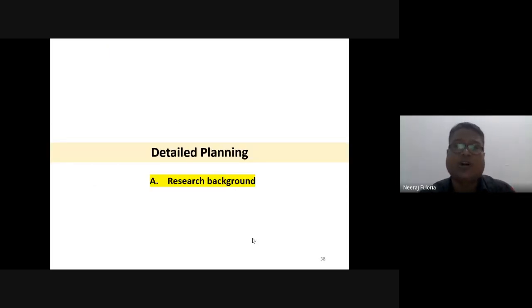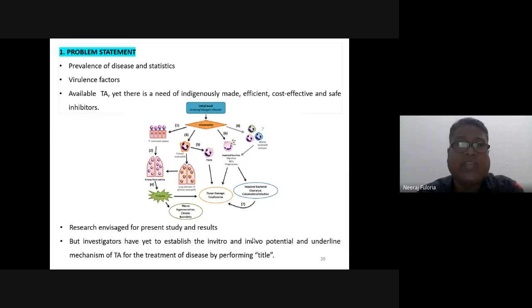Now coming to your detailed planning. So in detailed planning, this is first how we write a paper. In a paper, we give the background, that abstract, right? So in this detailed planning, you tell about the problem statement. What is the problem? Now you will give it in full detail. So you will tell about the prevalence of any disease, what the statistics are, corona, cancer, diabetes, likewise some examples.